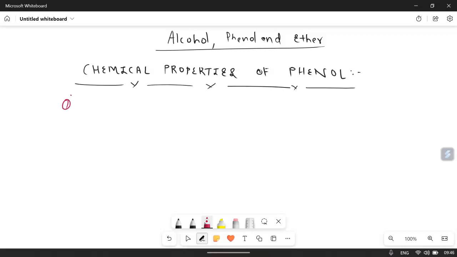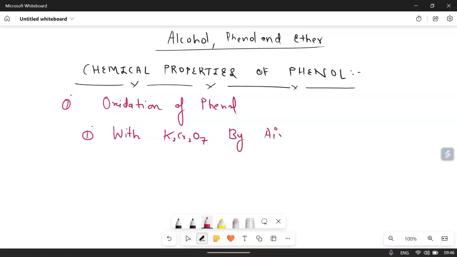So the first reaction we are going to discuss today is oxidation of phenol. We have to oxidize the phenol, and in this reaction we are going to use some reagents like K2Cr2O7. This is a highly oxidizing agent. The second reagent we can use is Jones reagent.